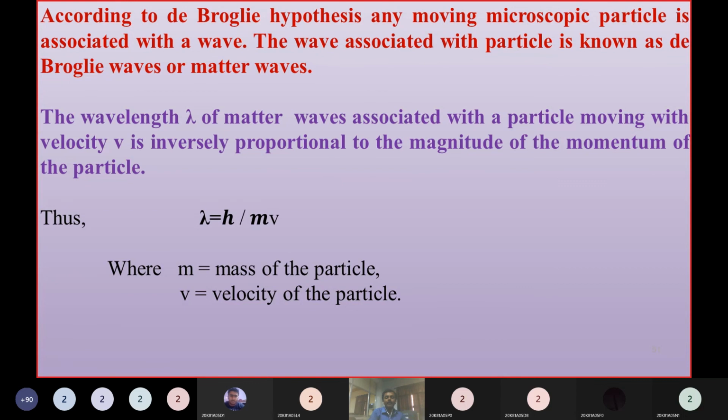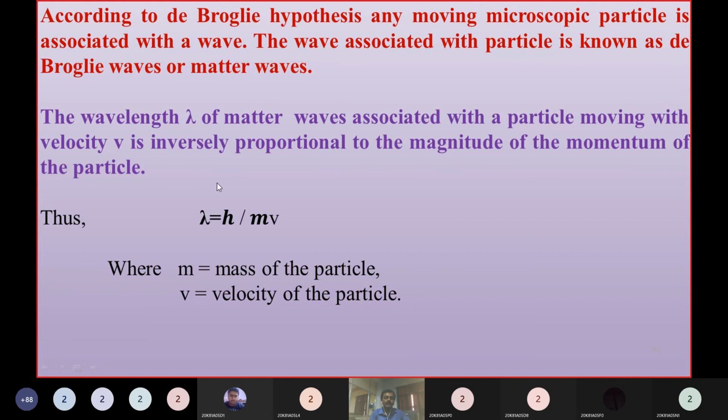The wavelength of the matter wave associated with a particle moving with velocity v is inversely proportional to the magnitude of the momentum of the particle. If a particle is moving with some velocity, it has an associated wave, and that wave has a wavelength. That wavelength lambda is inversely proportional to the momentum: lambda is proportional to constant by p. That constant is Planck's constant. Therefore the de Broglie wavelength lambda equals h by mv, where m is the mass of the particle and v is the velocity of the particle.